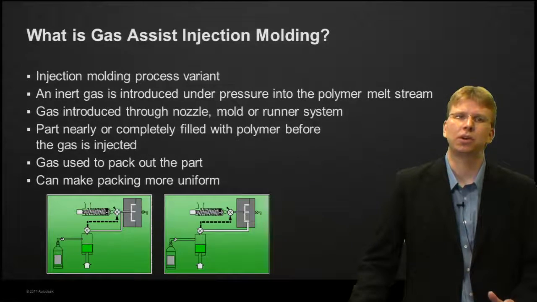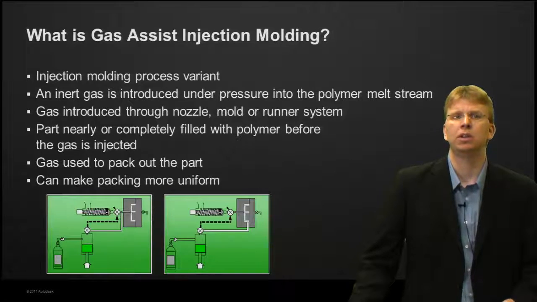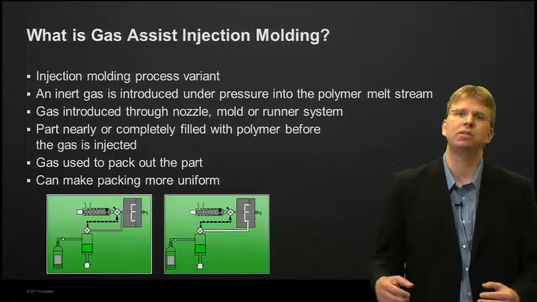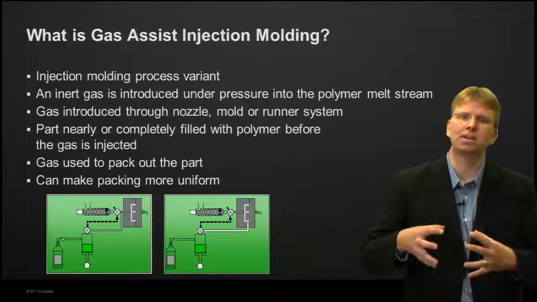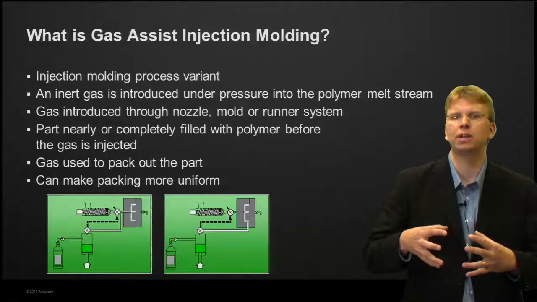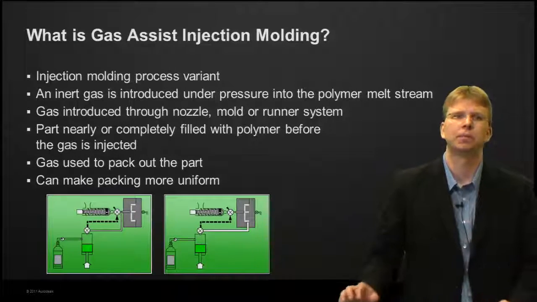Then the gas is turned on. There's typically a delay time involved so that you build up a nice frozen layer, so you don't get issues like blow through in the plastic part itself. And the gas is really used to pack out the part. So this inert gas, this nitrogen, is injected inside, and from the inside it packs out the part as it's trying to shrink and cool.